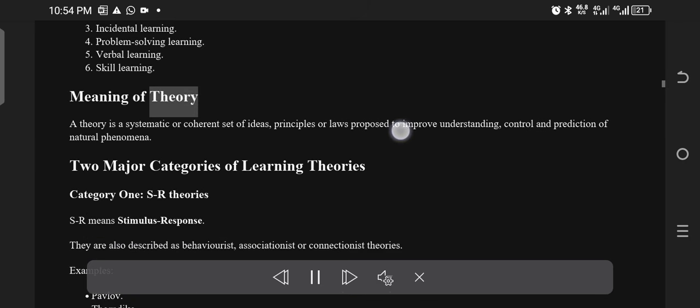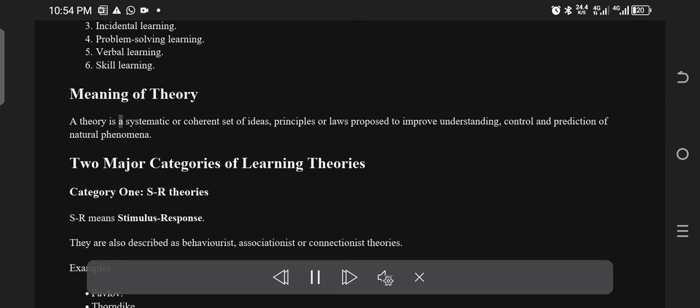Meaning of theory. A theory is a systematic or coherent set of ideas, principles, or laws proposed to improve understanding, control, and prediction of natural phenomena. 2 major categories of learning theories. Category 1, SR theories. SR means stimulus response. They are also described as behaviorist, associationist, or connectionist theories.